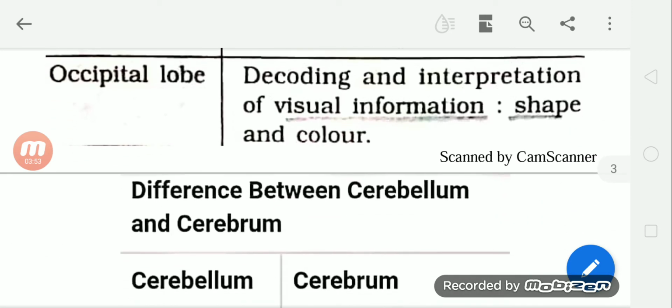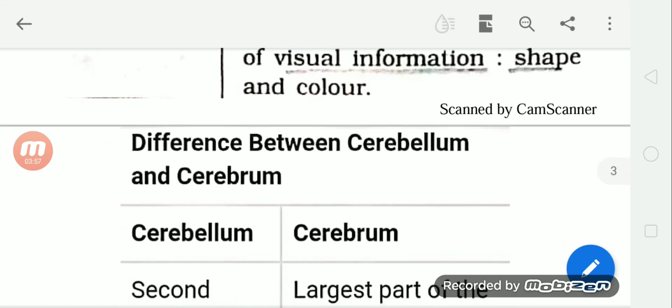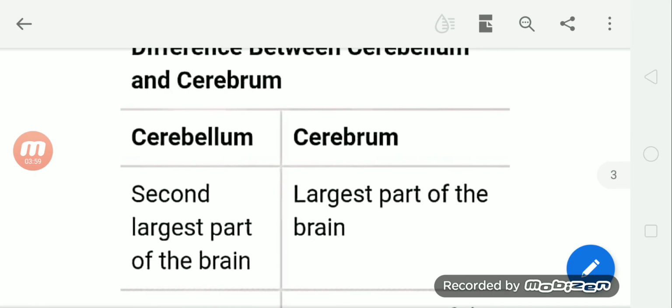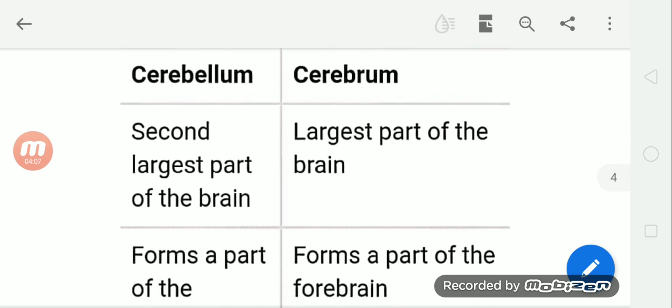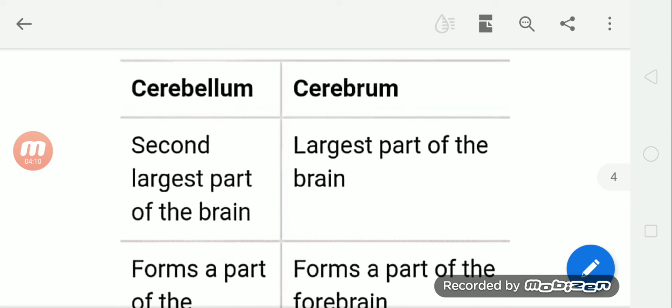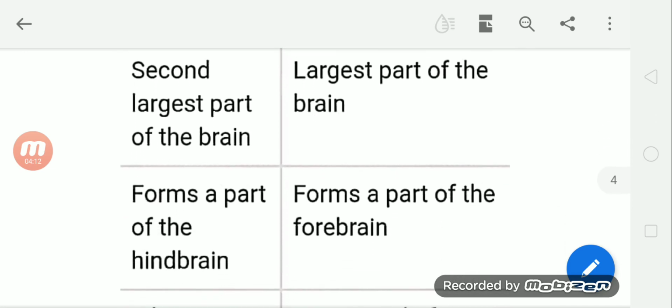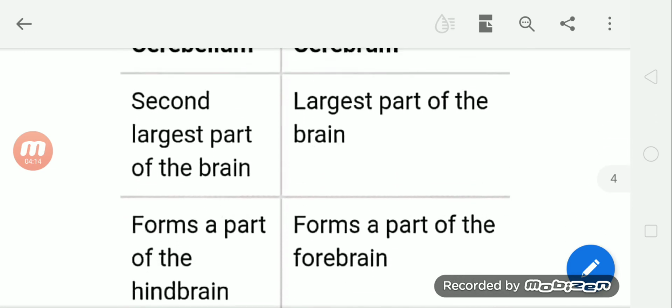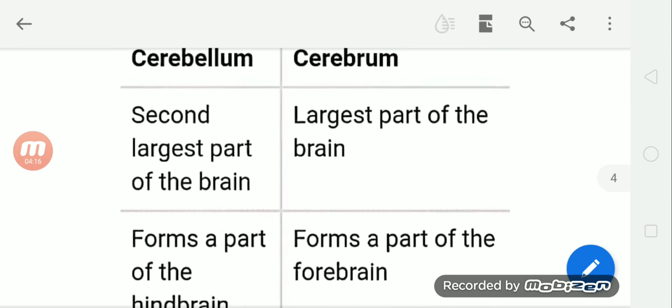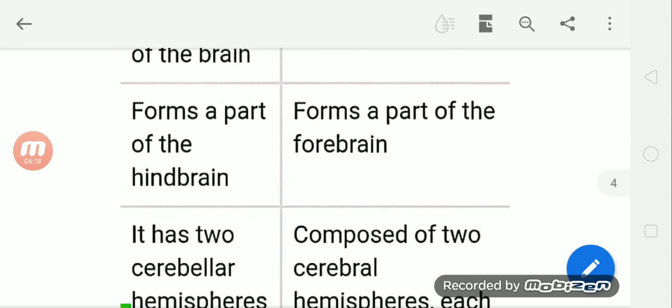Let us study the differences between the cerebellum and cerebrum. Cerebellum is the second largest part of the brain. Cerebrum is the largest part of the brain. Cerebellum forms part of the hindbrain. Cerebrum forms part of the forebrain.